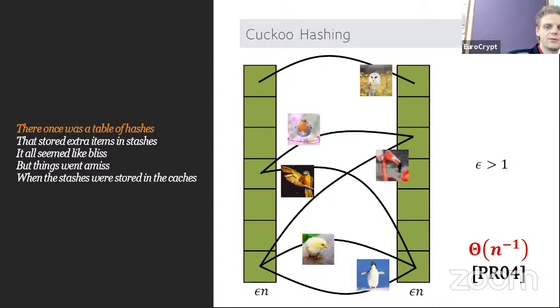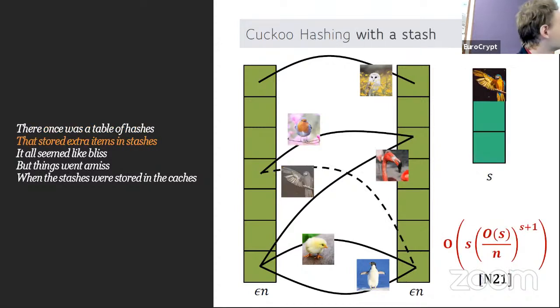Cuckoo hashing is then a method of implementing an oblivious hash table. Cuckoo hashing involves two tables, each of size epsilon n, where epsilon is a constant greater than one and n is the number of items that we want to store, and each location has capacity one. Each item can be hashed to one location in each table. It turns out that this flexibility gives you a lot more options in terms of where items can be located, and the probability that these items can't all be placed in the table becomes order n to the negative one.